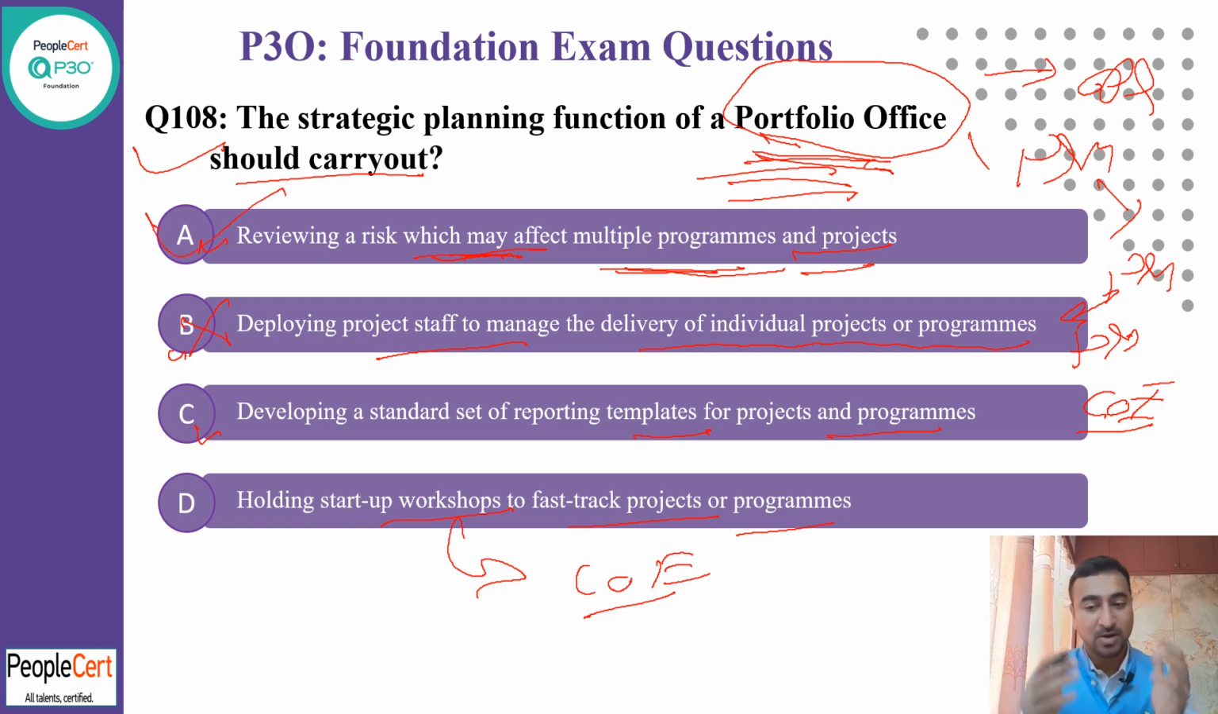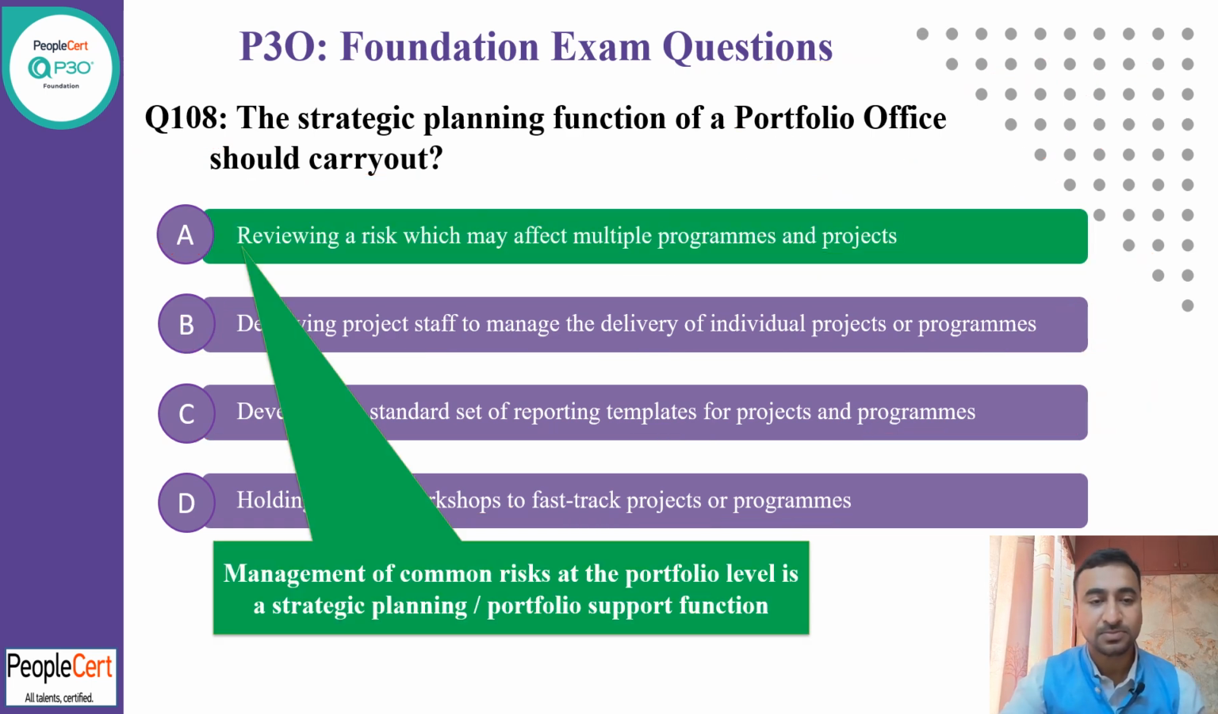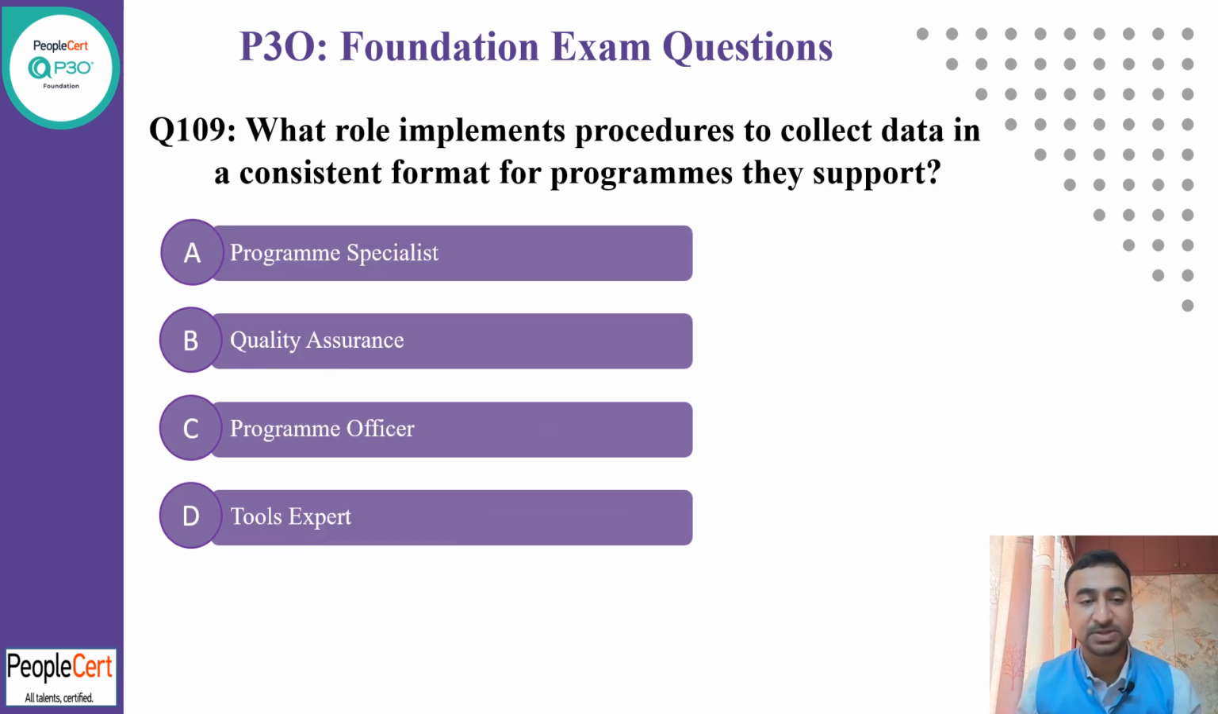What's your opinion? Take a pause. That is my justification. You can do your own analysis and write your answer in the comment section. Let's hear what the correct answer is. Yes, that's the correct answer. Let's move to the next, but before that, it shows the rationale. Management of control risk at the portfolio level is the strategic planning and portfolio support function. Okay, let's move to the next question.